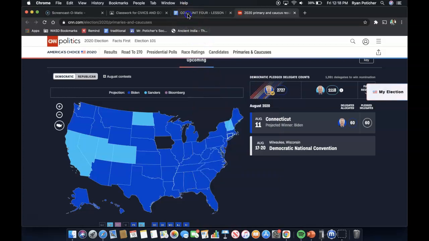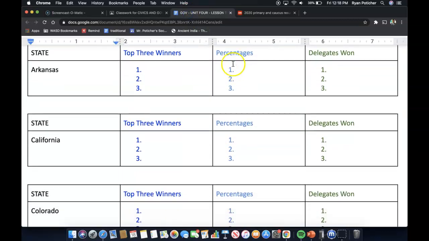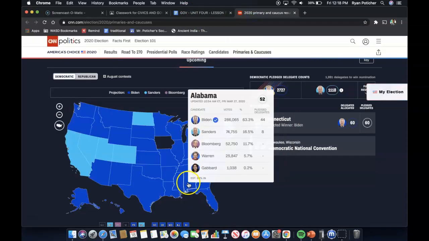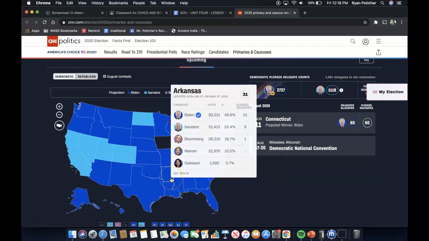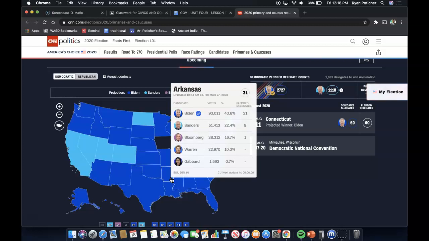Let's move on to the next section here: Arkansas. Joe Biden was the winner there, followed by Bernie Sanders, followed by Mike Bloomberg. Joe Biden won 40.6% of the vote, Sanders won 22.4%, Bloomberg won 16.7%. And the pledged delegate breakdown is like this: Joe Biden won 21, Sanders won 9, Bloomberg won 1.